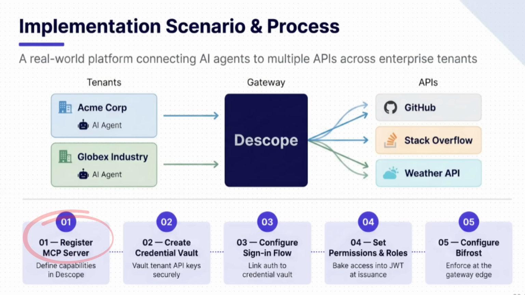If you want to follow along, sign up for Descope for free, link in the description. There are 5 steps to wire this up. First, register the MCP server in Descope. This defines what your service offers and who can access it. Second, create the credential vault, 1 entry per customer. Third, configure the sign-in flow. This is what loads each customer's API keys into the vault. Fourth, set up permissions and roles, your access control policy. And fifth, configure Bifrost, the service that reads everything and enforces it at runtime. Let's go.